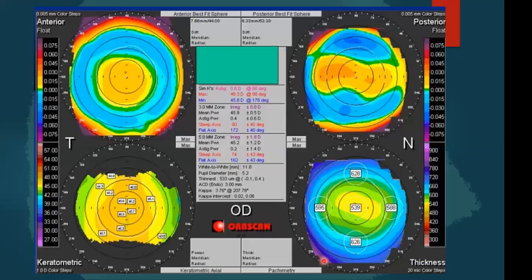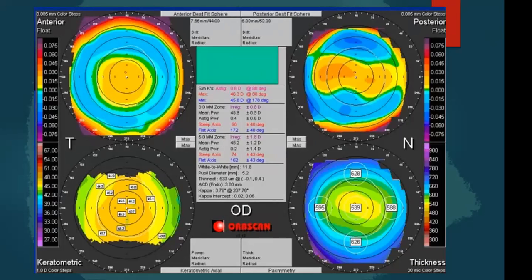Coming to this image of the orb scan, I would like to ask everybody here, you can just write it in the chat box: can we go ahead with refractive surgery for this patient? If you cannot see, the keratometric values are 46.3 and 45.8. If you want any additional data, let me know.